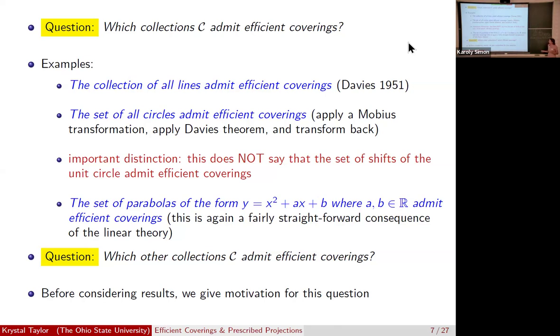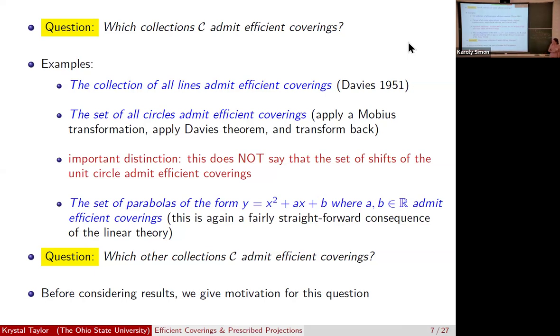All right. Next, the set of parabolas of the form x squared plus ax plus b, where a and b can range over R. Okay, so this example was actually pointed out to us by Kenneth Falconer. Thank you for that. So this is, again, a fairly straightforward consequence of the linear theory. And the point is that this little piece mostly resembles a line. Yeah, this part. So the set of parabolas of this special form admits efficient coverings. So we pushed the linear theory to get to these two examples. What other collections of curves admit these things?